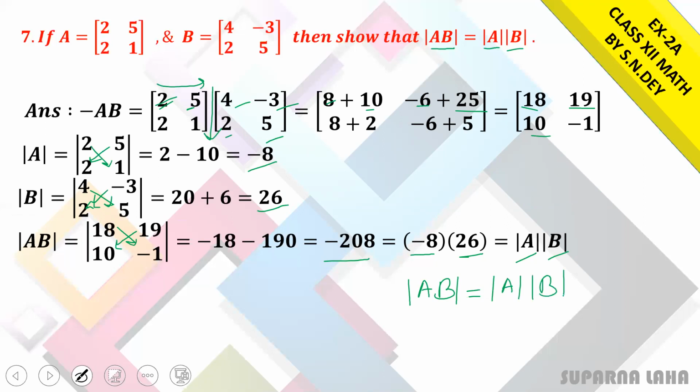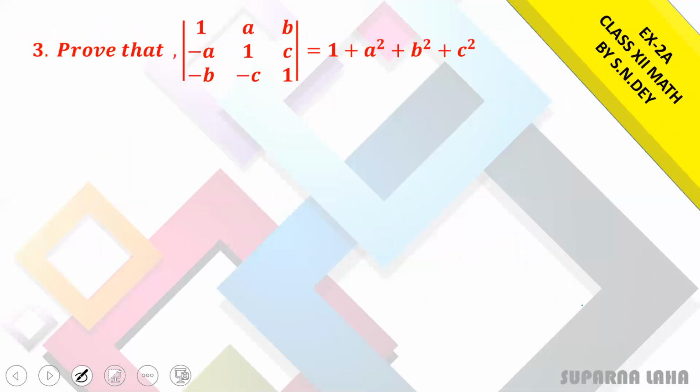Clear? So now look at that. After multiplying, we are taking the determinant, which is equal to taking the determinants and then multiplying. So this is one of the properties of the determinant. We will talk about these properties in the next class, so that time it will be more clear. So this is question number 7. This is completed and we proved that determinant of AB is given by determinant of A into determinant of B. So moving to the next question.